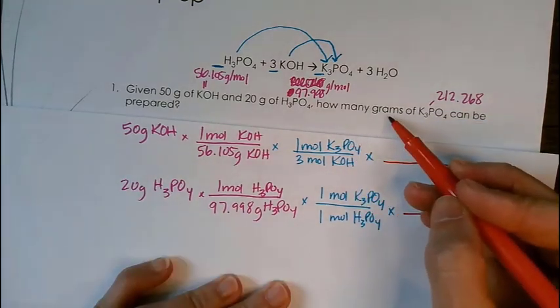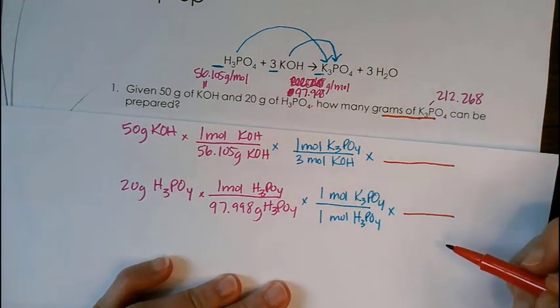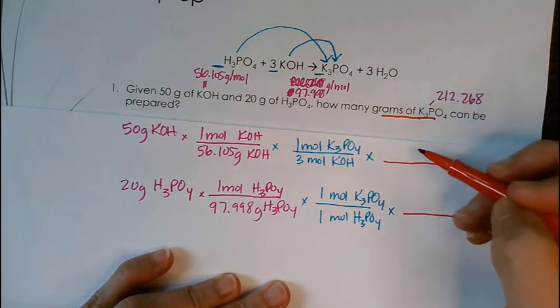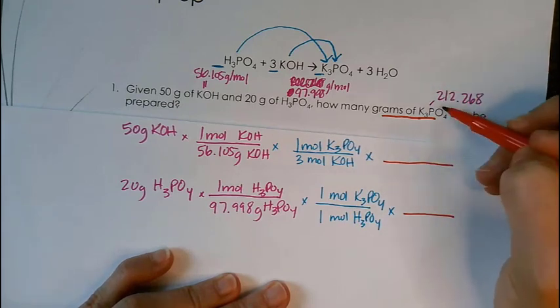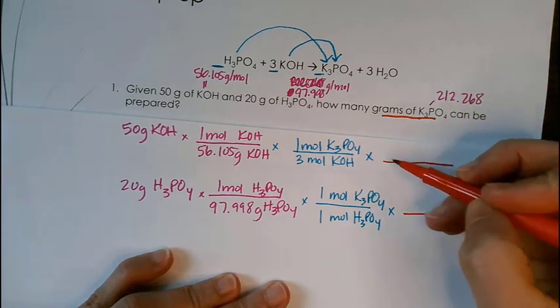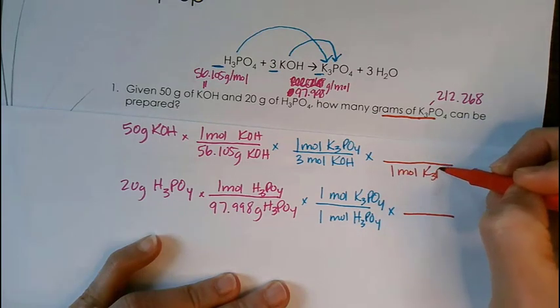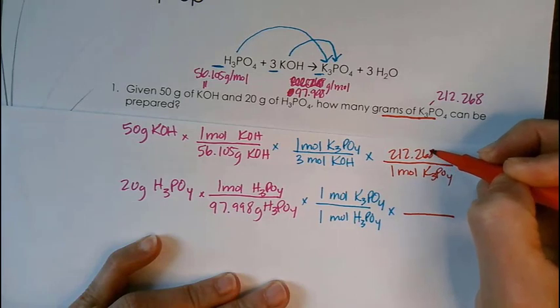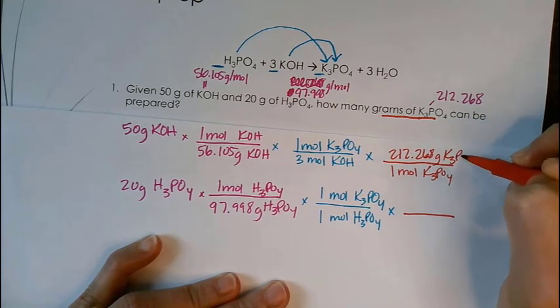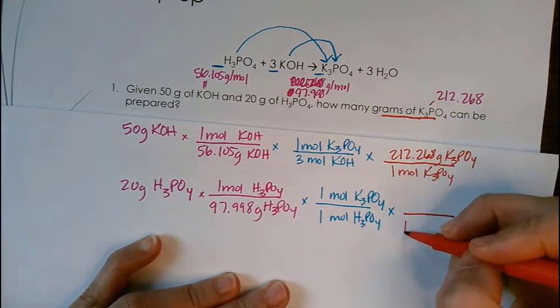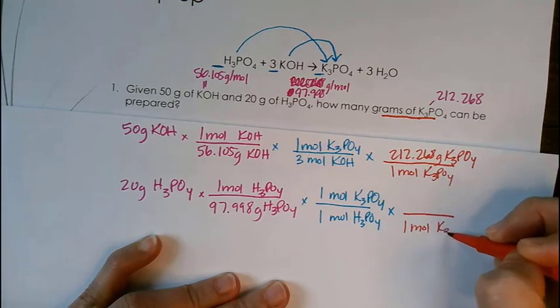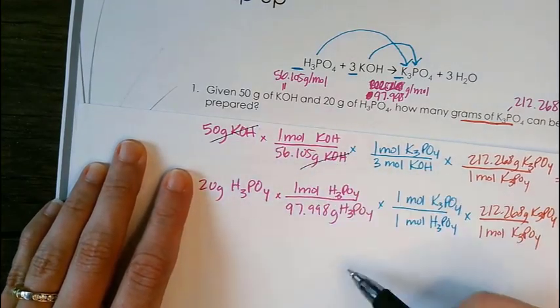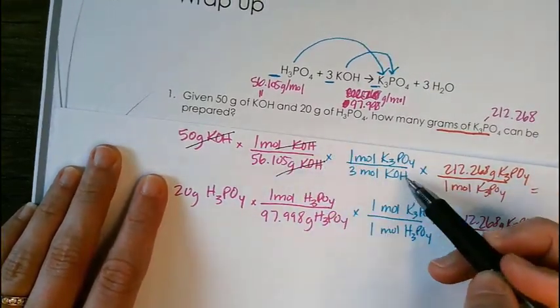Now for both of these last steps, I'm at moles of K3PO4, and we just got to get to grams of K3PO4. So we have the same last chunk. For 1 mole, we're just going to use the molar mass. K3PO4 is 212.268 grams.